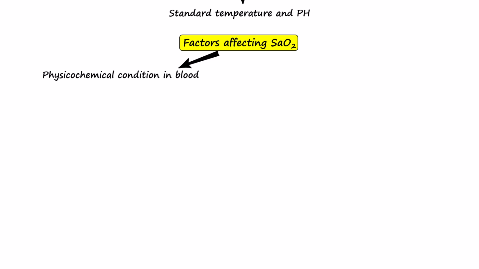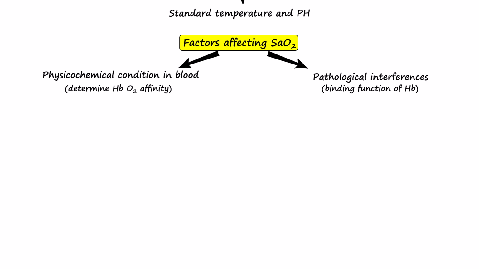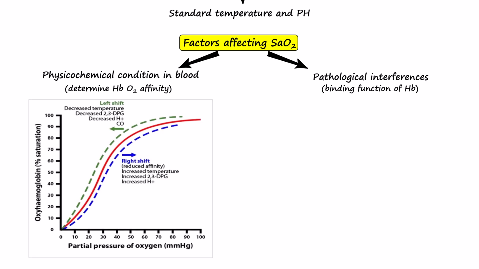When we consider the factors affecting SaO2, they fall into two key categories. The first one is the physicochemical conditions in the blood that alter hemoglobin's oxygen affinity, and the other one is the pathological interferences that disrupt normal oxygen binding or hemoglobin function. The chemical changes include acidosis, fever, or high 2,3-DPG levels in the blood, which shift the oxygen-hemoglobin dissociation curve to the right for any given partial pressure of oxygen.